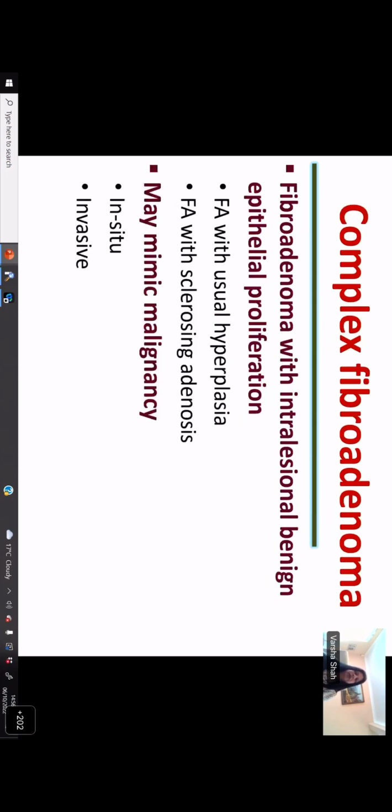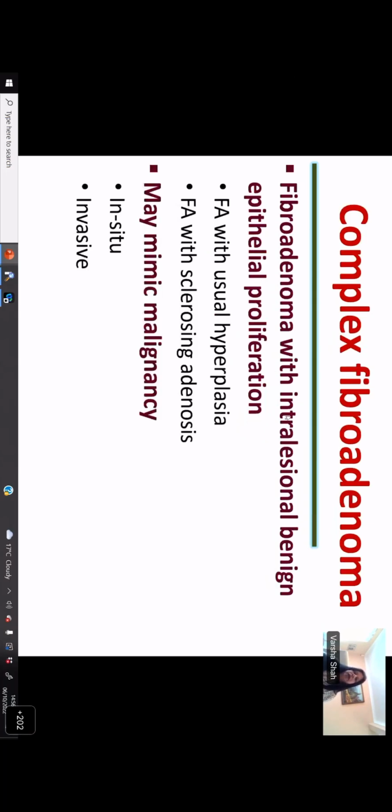Okay, so far we just talked about adenosis, hyperplasias, and fibroadenomas. But what happens when you get epithelial proliferations within a pre-existing benign condition? Then it gets even more difficult, because it can mimic in situ cancer or even invasive cancer. So let's look at some of the examples here.